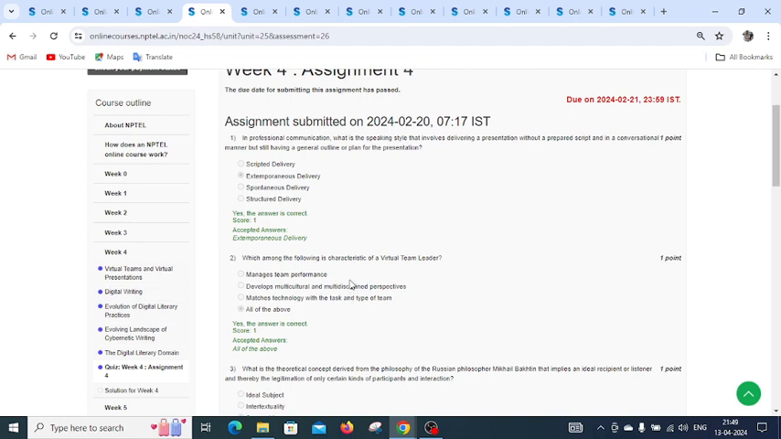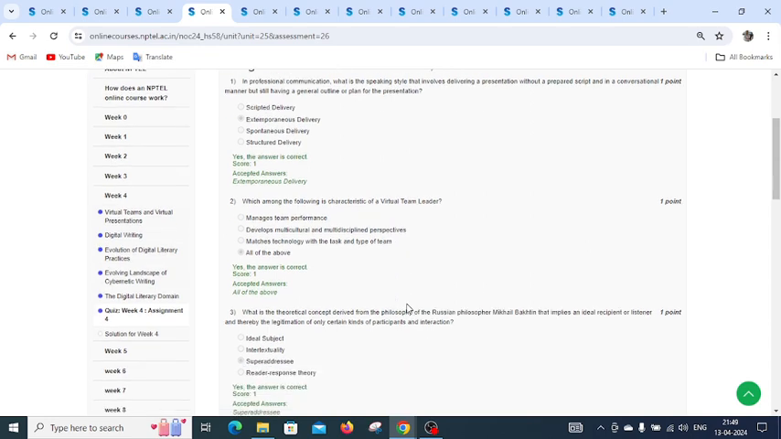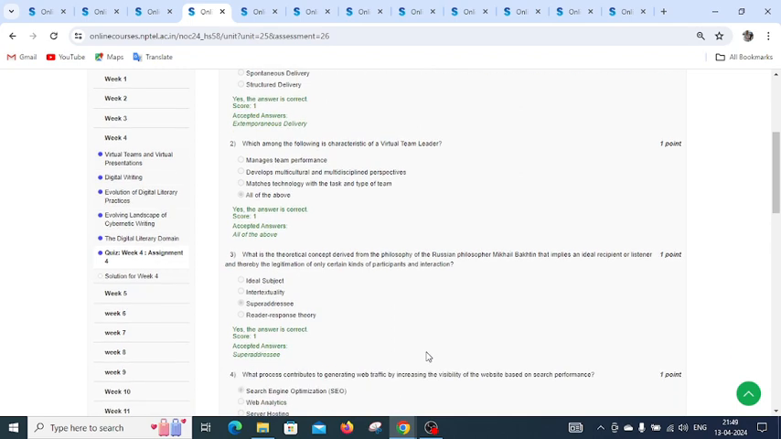Manage team performance, develop multicultural and multidisciplinary perspective, and match technology with the task and the type of team. All of the above is the right answer for question number 2 of week 4 assignment 4. What is the theoretical concept derived from the philosophy of Russian philosopher Mikhail Bakhtin that implies an ideal recipient or listener and thereby legitimation of only certain kinds of participation and interaction? And that is your superaddressee.